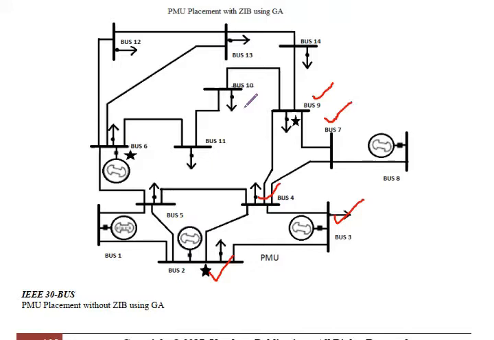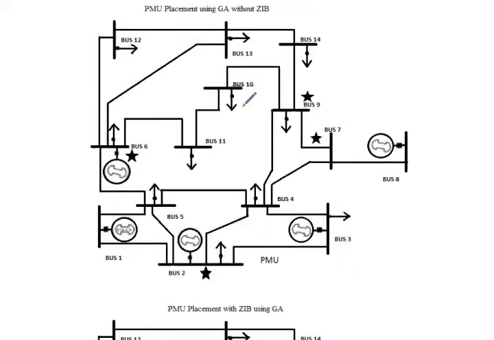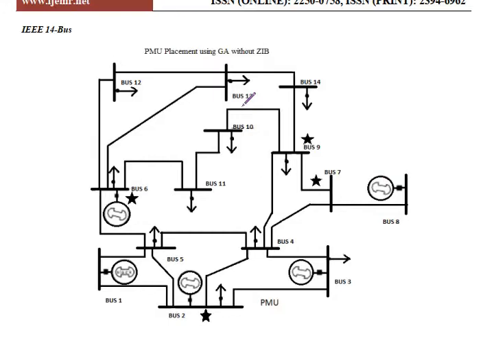And there are 2 ways. The first is if the zero injection bus is considered, and the second technique is if the zero injection bus is not considered. If the zero injection bus is not considered, then for the 14 bus system, 4 phasor measurement units are required instead. For example, in this case the star means the PMU is placed there. The first PMU is placed there, this PMU is placed there, one PMU is placed there, that makes 3, and the fourth one is placed here.